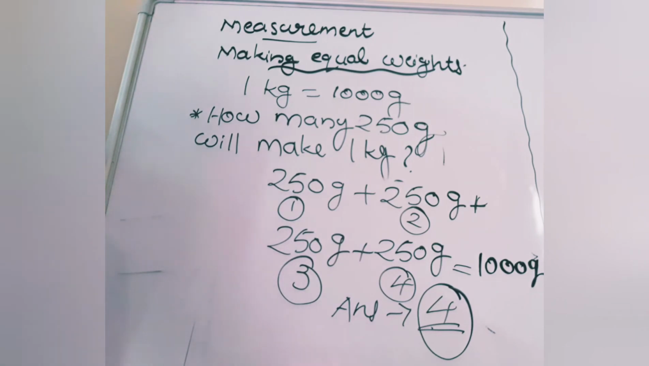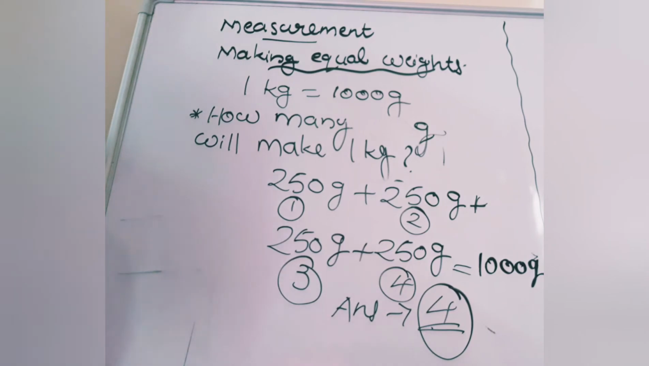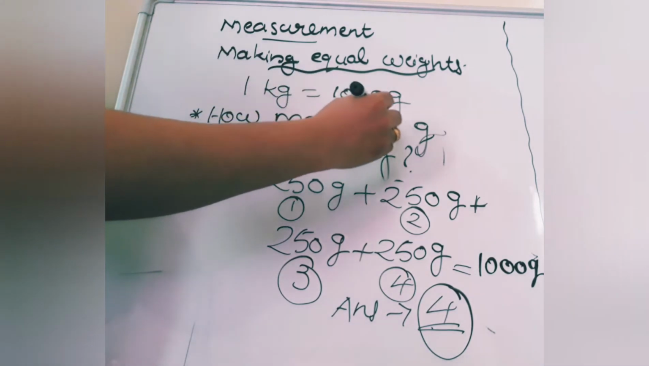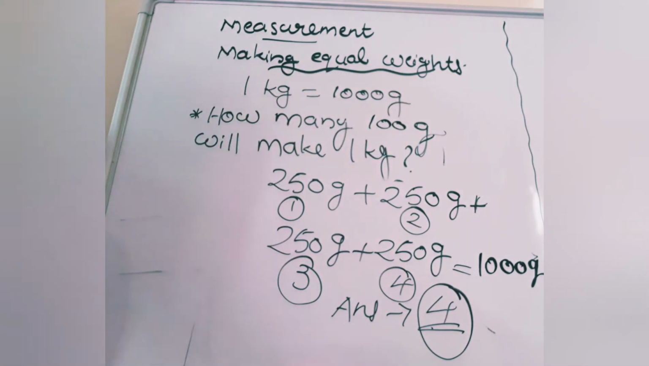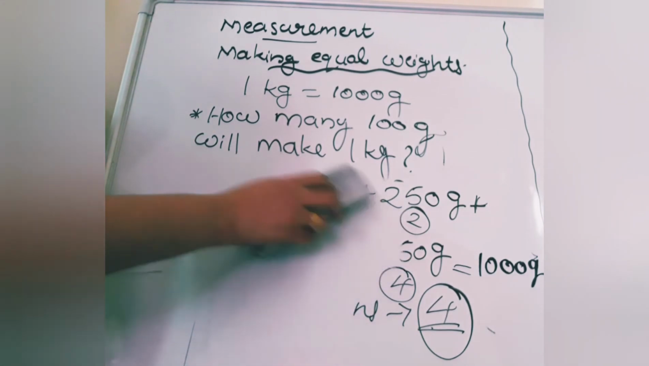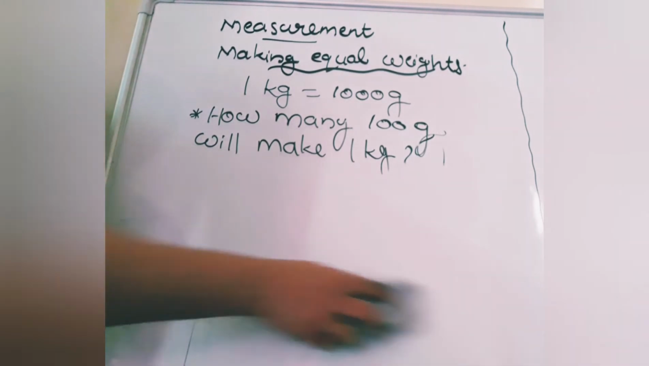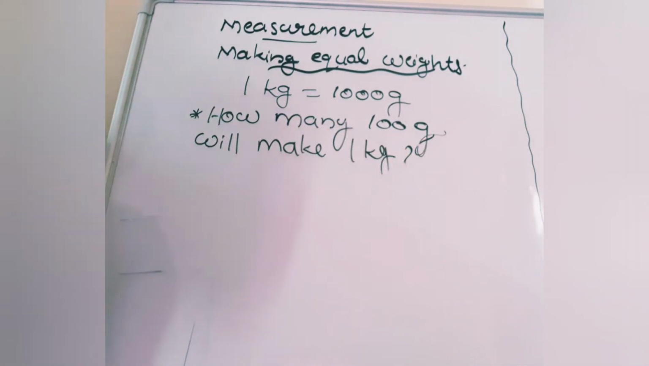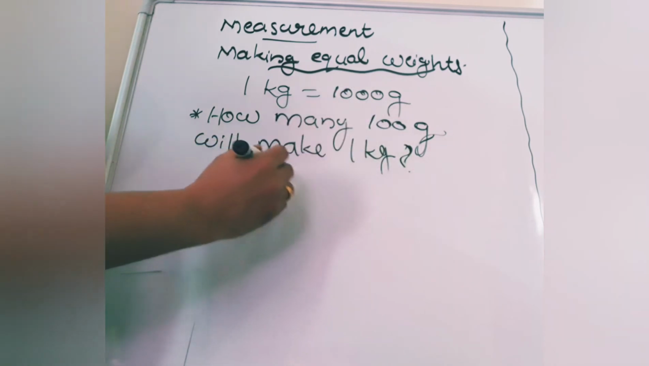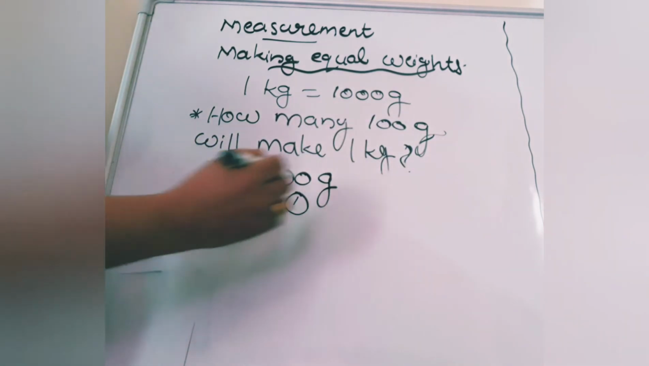Now another question we will see. This is very simple. How many 100 grams will make 1 kg? So how many 100 grams, it is very simple. 100 and 100 you have to add and see how many times it comes. 100 gram, 1 time. Write here 1.